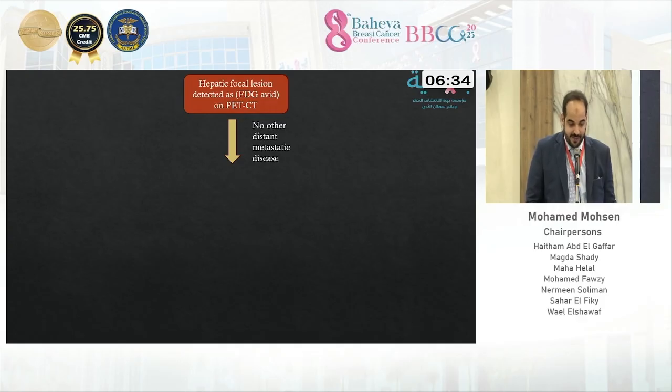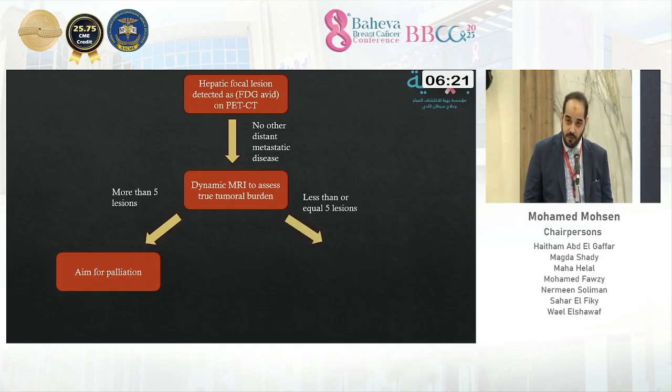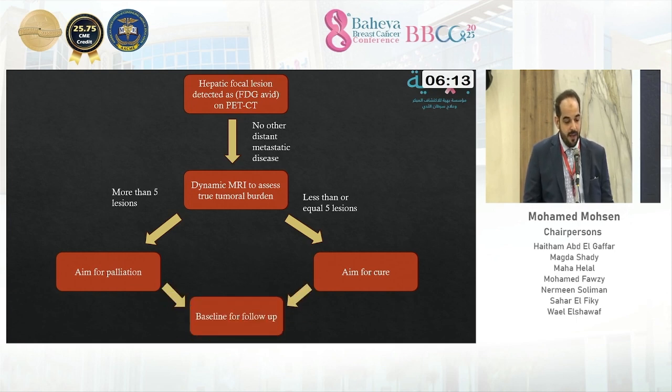Exclude other distant metastatic sites, then proceed for dynamic MRI to assess the true tumoral burden. If it's more than 5 lesions, we may aim for palliation. If it's less than or equal to 5 lesions, considered oligometastatic, we may aim for cure. Both may act as a baseline for follow-up, and all of this is, of course, decided by the MDT.